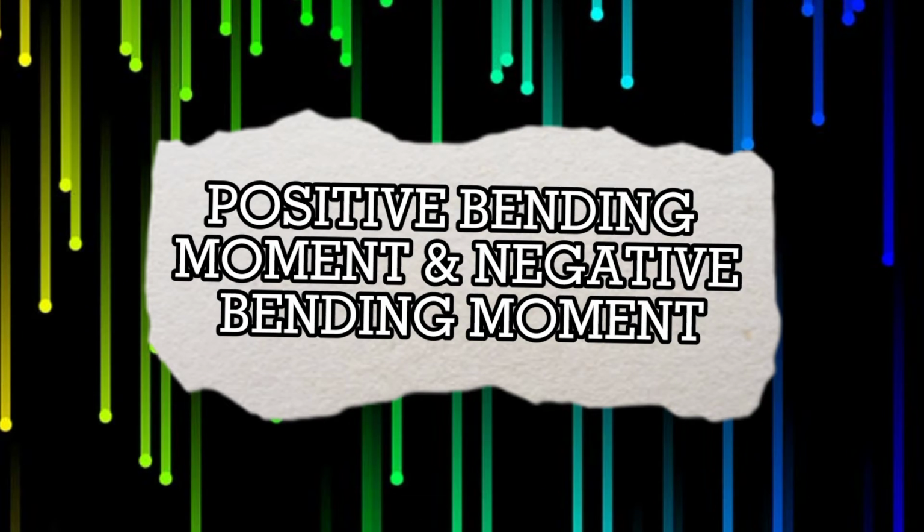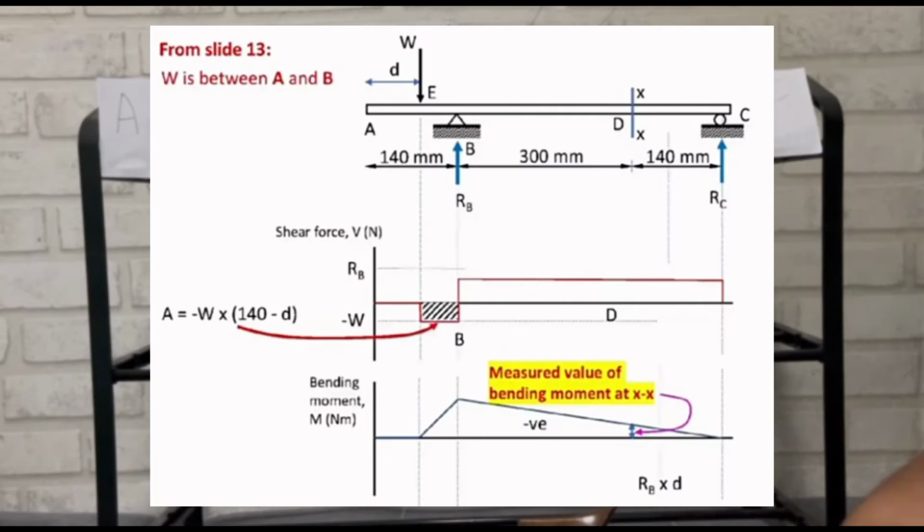For positive and negative bending moment, we refer back to the experimental results for bending moment against load position, and plot the shear force diagram and bending moment diagram for each case. We observe that the bending moment at the cut section is either positive or negative due to variation of load position. This is an example diagram for case 1.